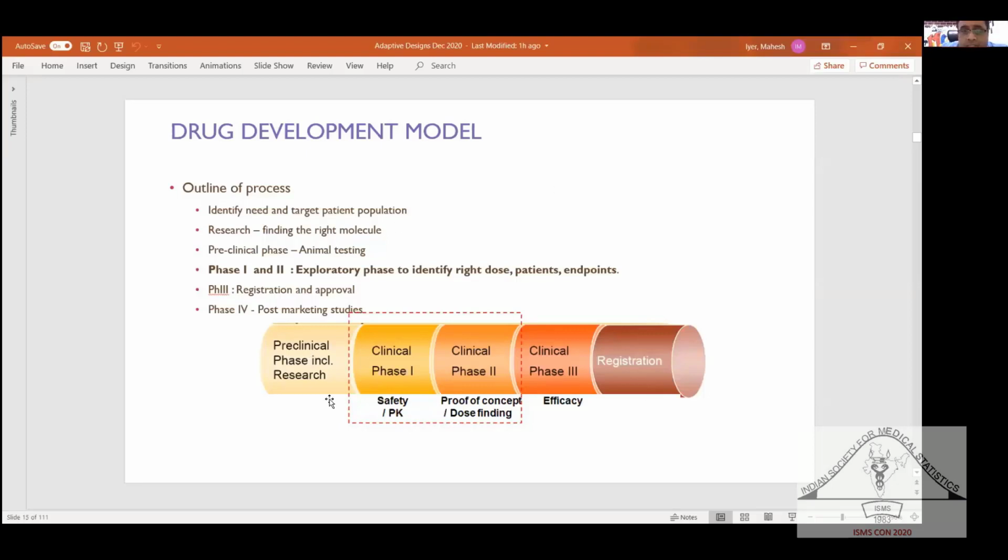The exploratory phase is typically phase 1. A little bit of phase 2 is also called exploratory, but these days what is happening is that phase 2 and phase 3 people are starting to combine together and calling them seamless phase 2-3 studies. And that's why we will look at these phase 2-3 studies here. We'll start with a little bit of phase 1.